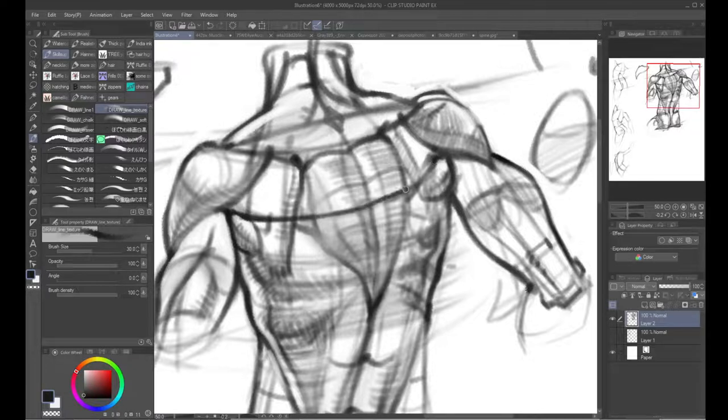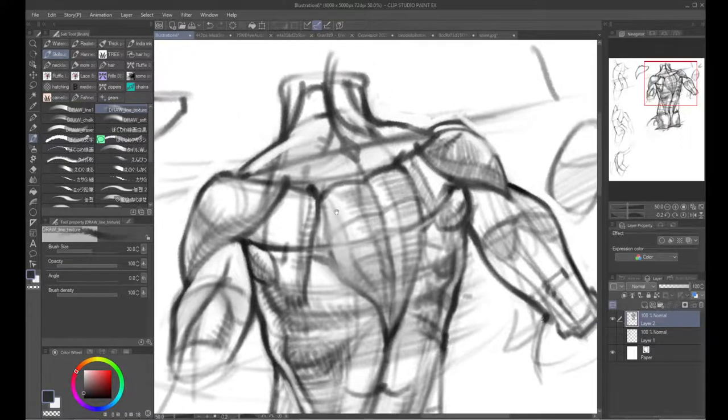Latissimus dorsi, by the way, ends here, so there's no latissimus dorsi on the upper side, in case I didn't say that earlier.